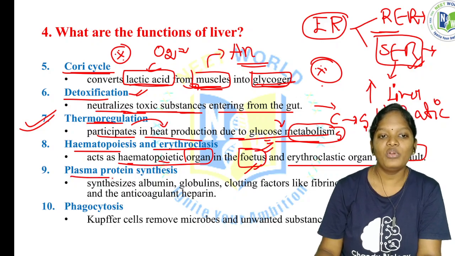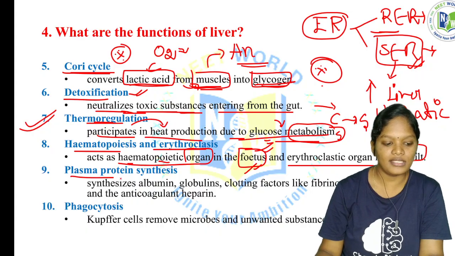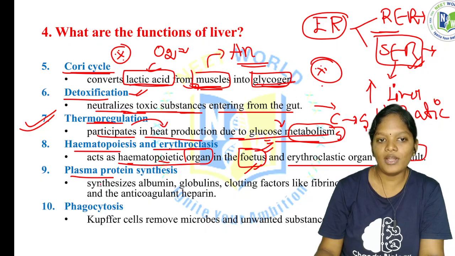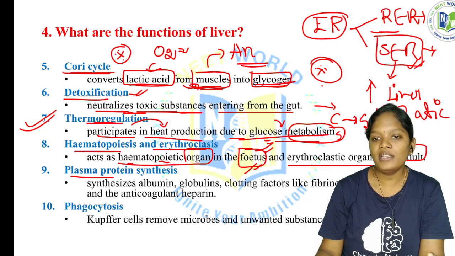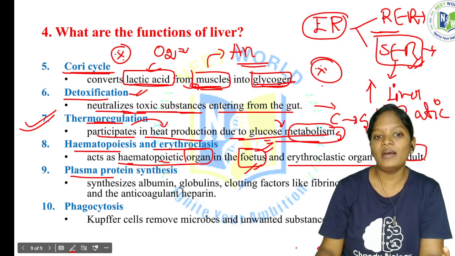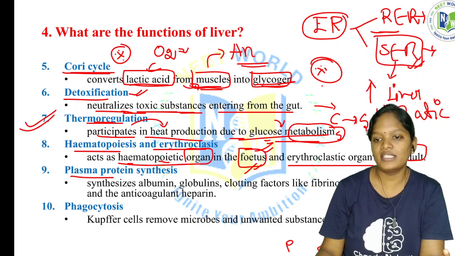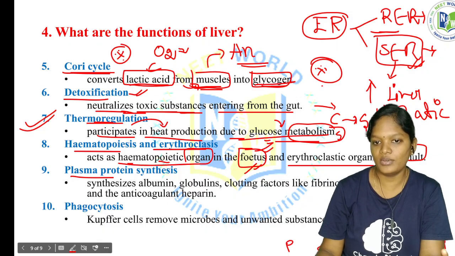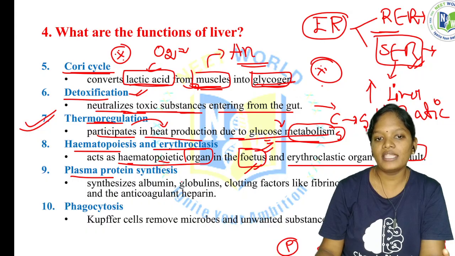And the ninth important point will be plasma protein synthesis. What does this mean? In the blood we have two important things: one is the plasma, and the other is the formed elements. In the plasma we have water, electrolytes, solutes, and blood proteins. The formed elements are the blood cells, that is RBC, WBC, and platelets. The plasma proteins are globulin, albumin, and fibrinogen.